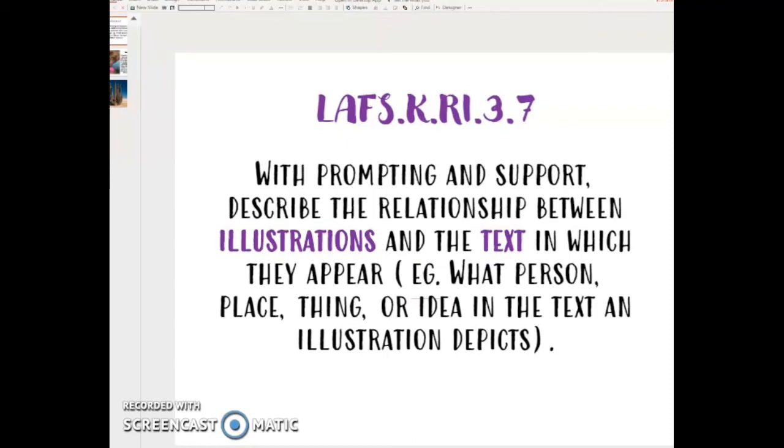Welcome back. We are continuing to cover the standard RI.3.7 with prompting and support. Describe the relationship between illustrations and the text in which they appear. So we are going to be talking about words and pictures in an informational text. So remember, this informational text is telling us information about something that is in real life.